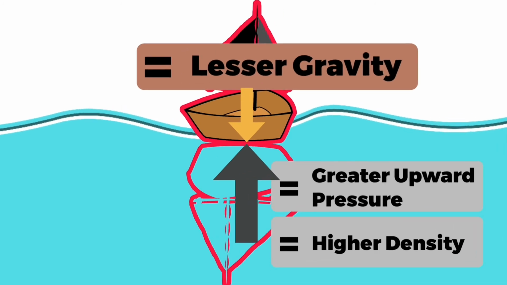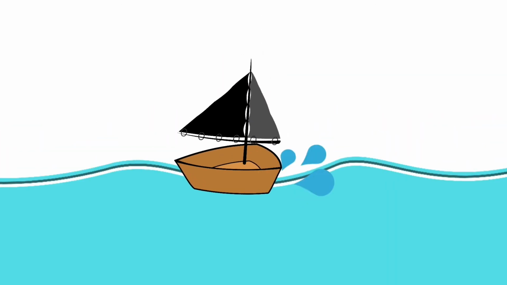Thus, we can see now that the upward pressure due to high density of water is greater than the downward gravitational force of the boat. As a result, the boat floats.